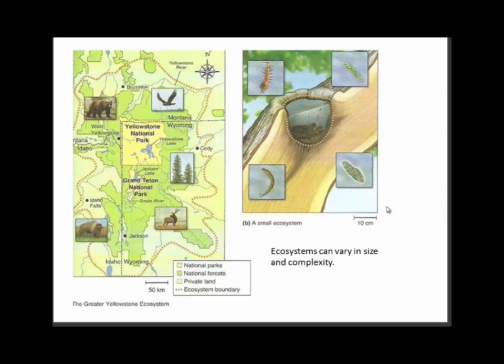This slide just shows you that ecosystems can vary in size and complexity. On the left picture there is an ecosystem that's the size of Yellowstone National Park, and all the organisms of the living and the non-living components are working together, interacting in different ways in that ecosystem. Or you can have an ecosystem the size of a hole in a log, and all the living and non-living components working together in that little area, what we're going to call an ecosystem. So you can have a big ecosystem, you can have a small ecosystem, as long as living and non-living things are working together.